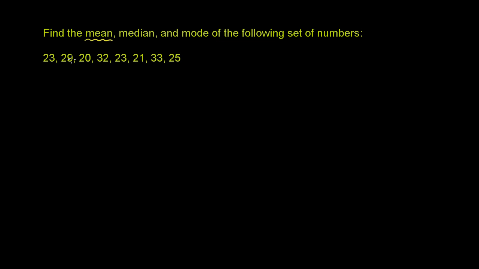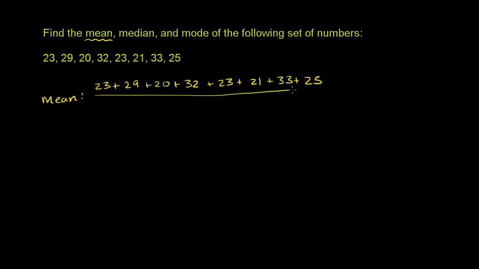But it's really, you just sum up all of the numbers and you divide by the numbers there are. And so it's one way of measuring the central tendency, or the average, I guess we could say. So this is our mean. We want to sum 23 plus 29 plus 20 plus 32 plus 23 plus 21 plus 33 plus 25, and then divide that by the number of numbers. So 1, 2, 3, 4, 5, 6, 7, 8 numbers. So you want to divide that by 8.